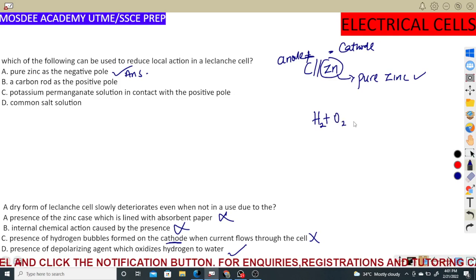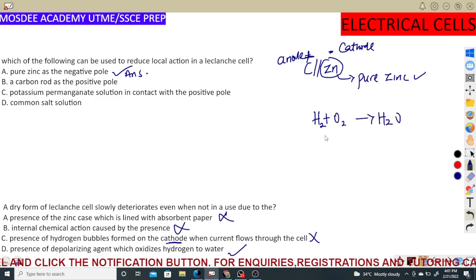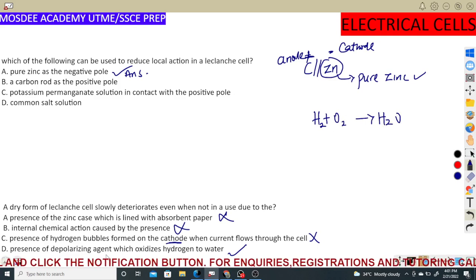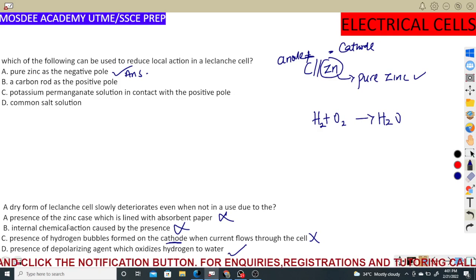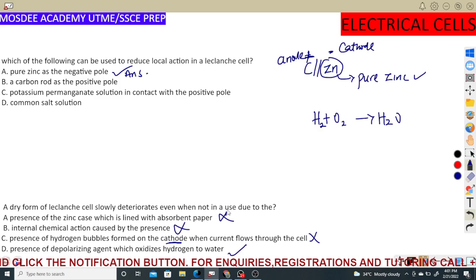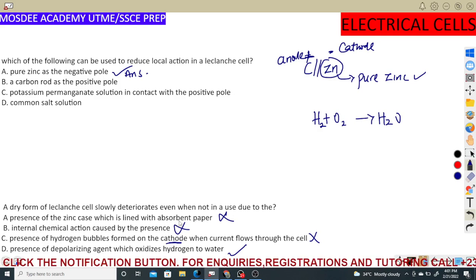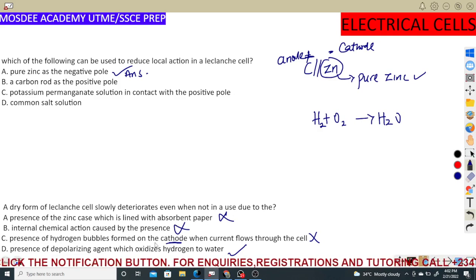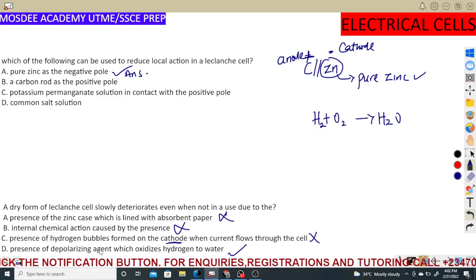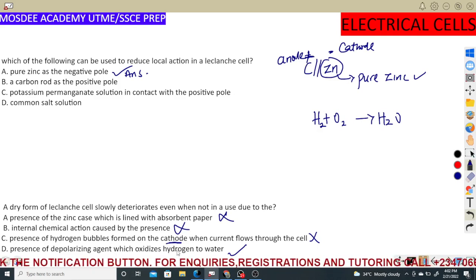I think now the hydrogen bubbles have been oxidized to water. Now hydrogen combines with oxygen to give water. So instead of hydrogen bubbles, the presence of depolarizing agents oxidizes hydrogen to water. Let's read this question well. A dry form of electrolyte slowly deteriorates even when it's not in use because, yes, that is the answer. Presence of zinc, which is in line with absorbent paper, internal chemical action, all these are rubbish. Presence of hydrogen bubbles formed: hydrogen bubble is not formed at the cathode, it is formed at the anode. This is wrong. Presence of a depolarizing agent, a depolarizer, which oxidizes hydrogen to water is correct.